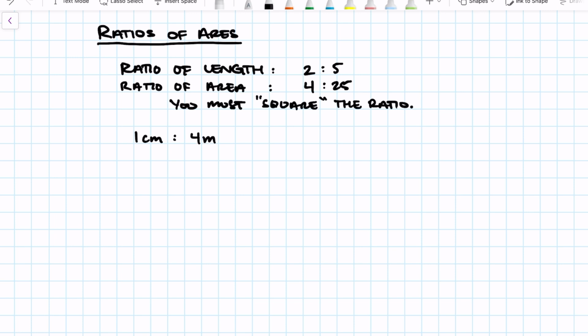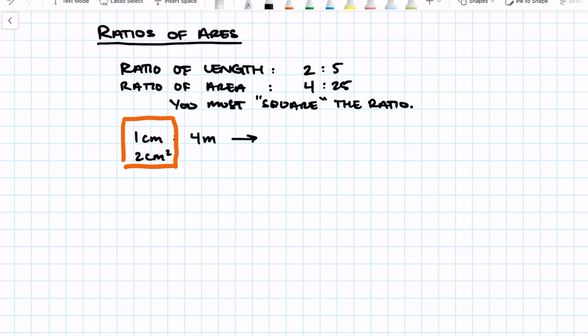So then if you're going to find out an object that is, let's say, 2 centimeters squared, then you cannot use this ratio because the two units are different. That's how you can identify whether you should square the ratio or not. So you must square the ratio first, okay?